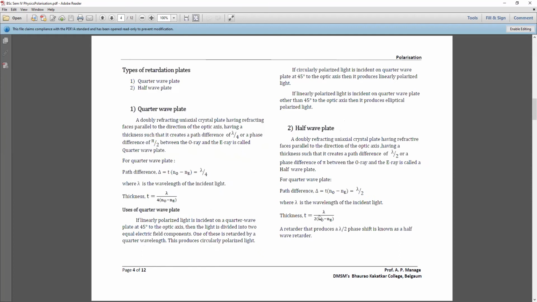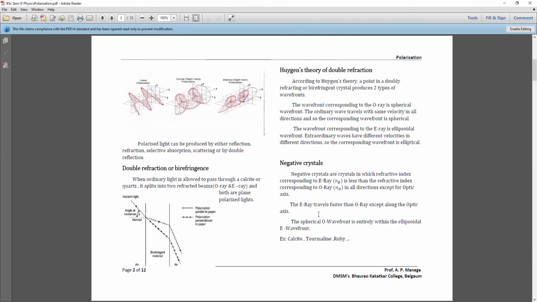This is related to what is meant by negative crystal and what is meant by positive crystal. This concept is also related to our double refraction. The double refraction is sometimes called by the name of birefringence. So you note both names, double refraction or birefringence. And negative crystal, what is meant by negative crystal?